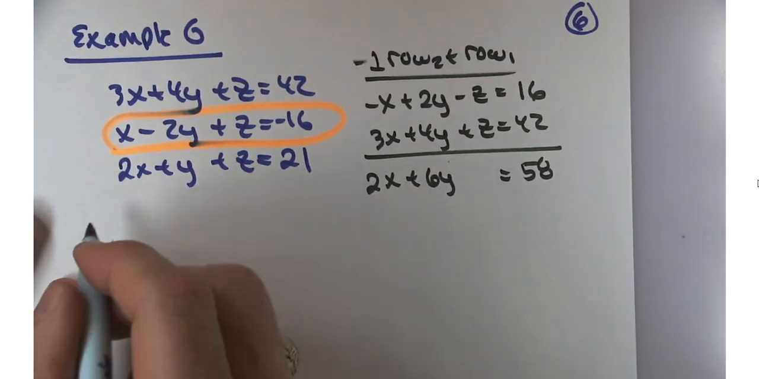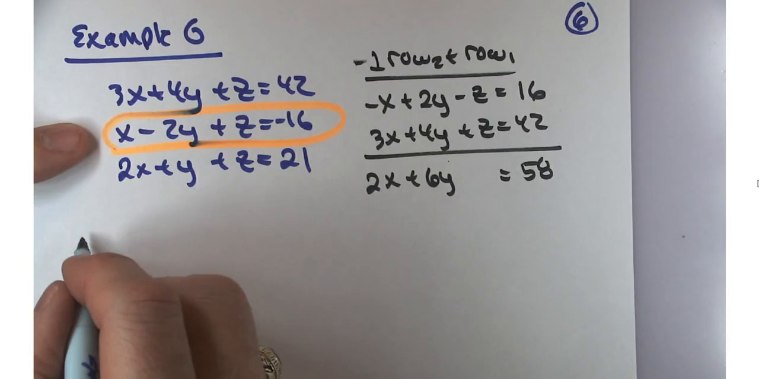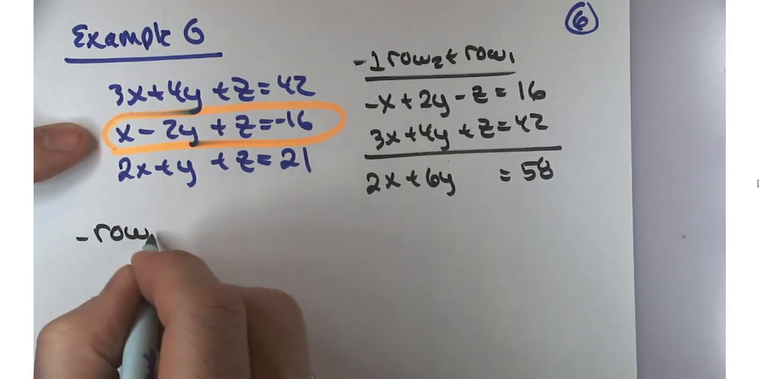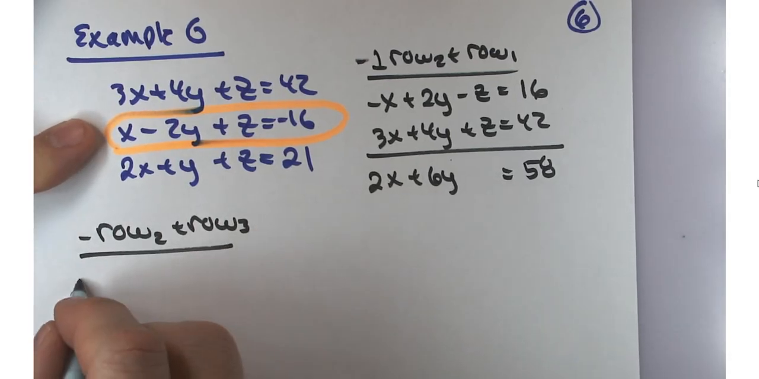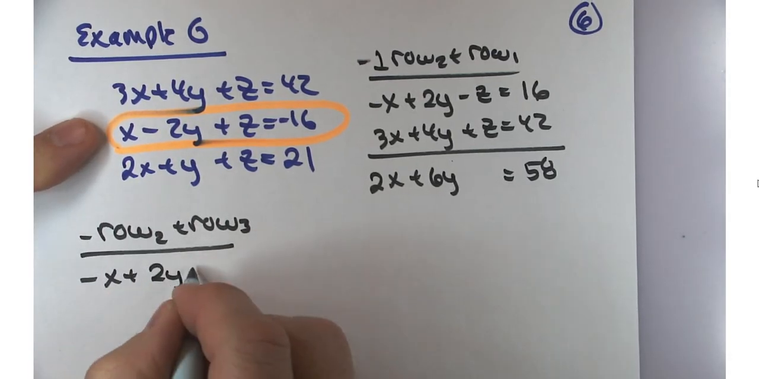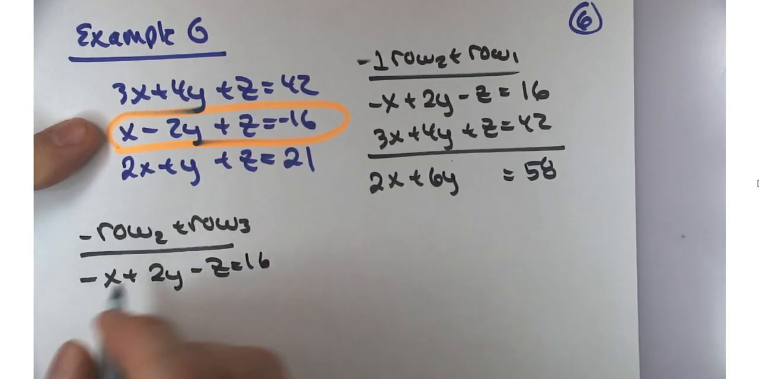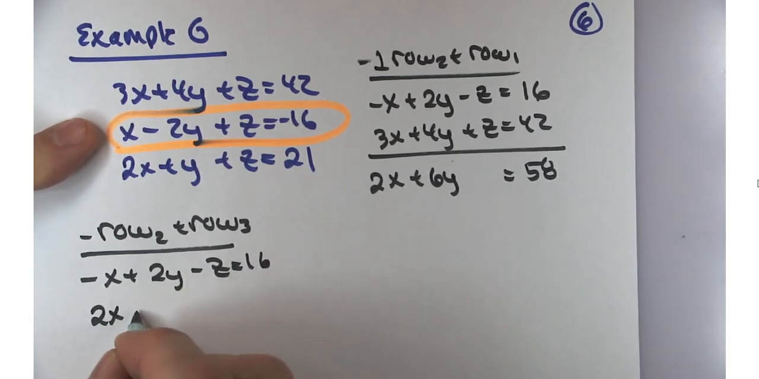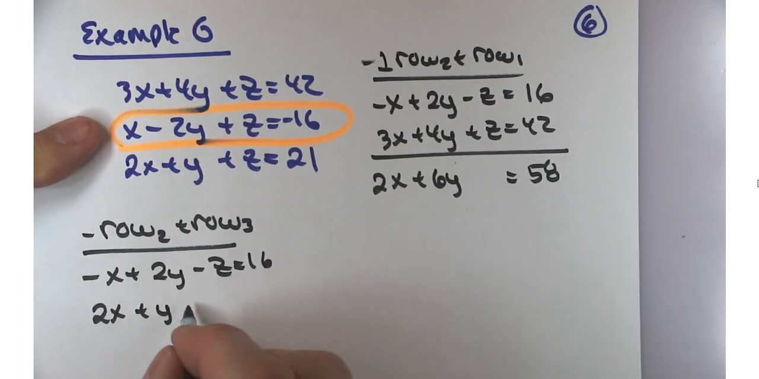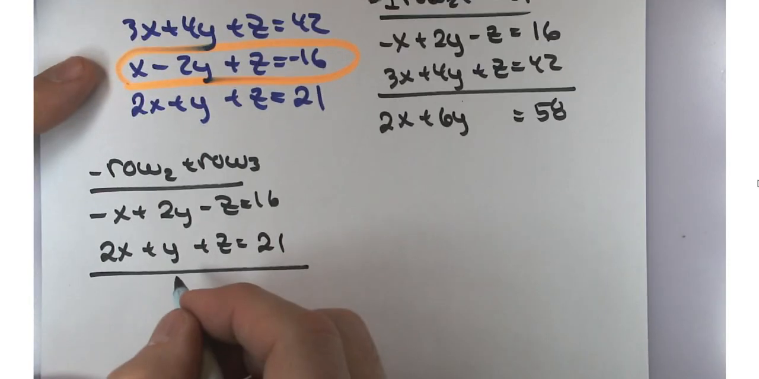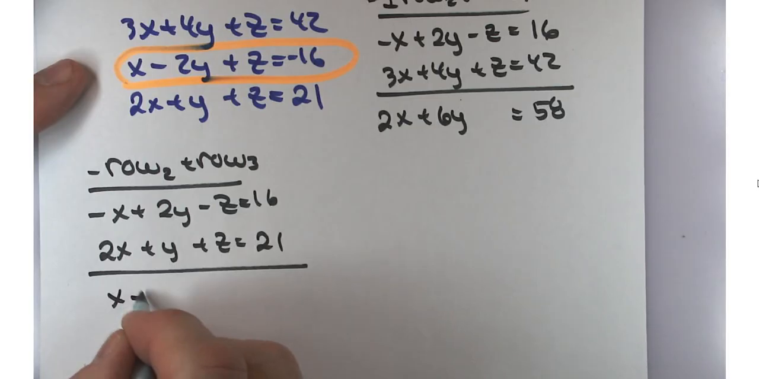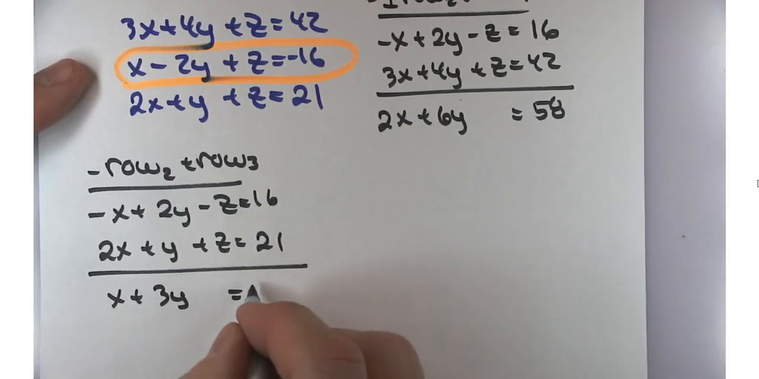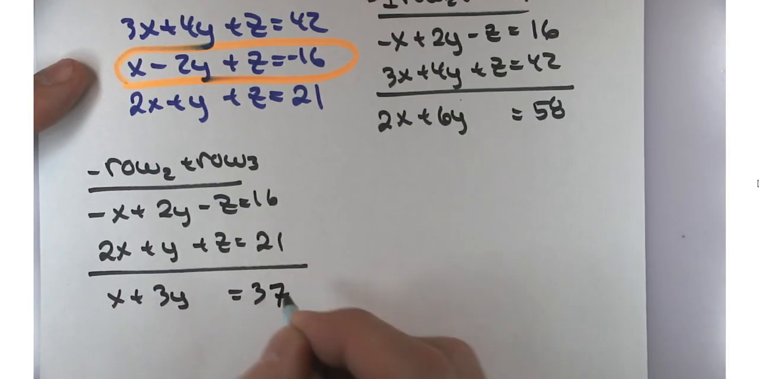Let's try that same game for the next one. So negative 1 times row 2 added to row 3 this time. Negative x plus 2y minus z equals 16, and 2x plus y plus z equals 21. This time when I combine this, I get x plus 3y equals 37. Great.